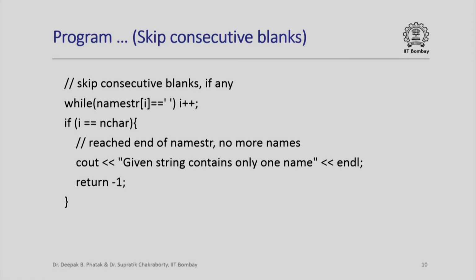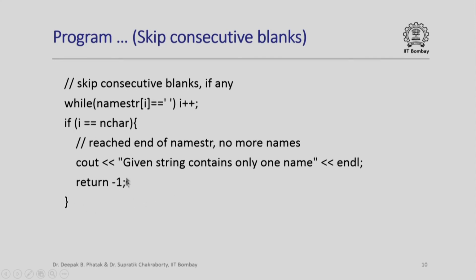Now, if I have already encountered the end of the string name string, please remember the last non-blank character would be a \0. If that is so, then I will say that I have reached the end of the name string. There are no more names. I have so far collected only one name. So, I will print an exception: given string contains only one name, and I will return with a flag -1.